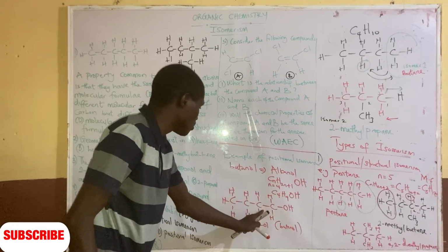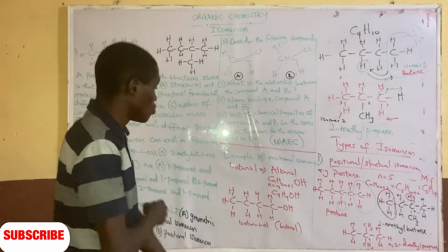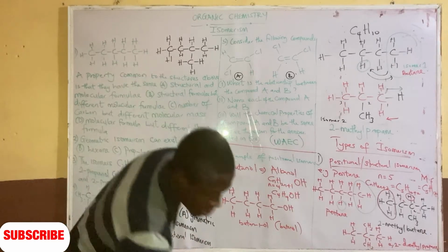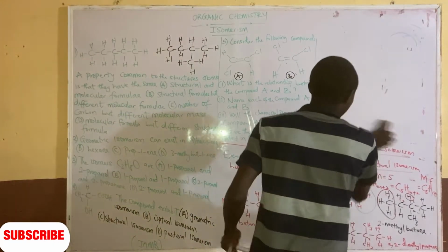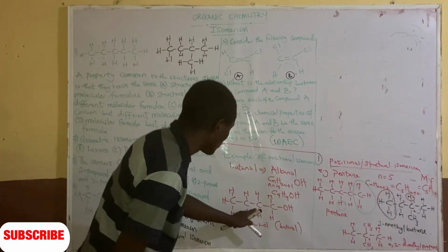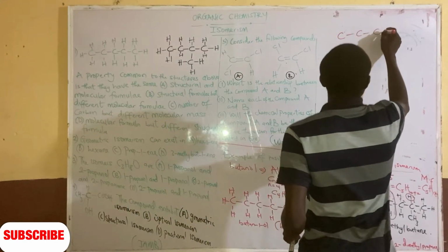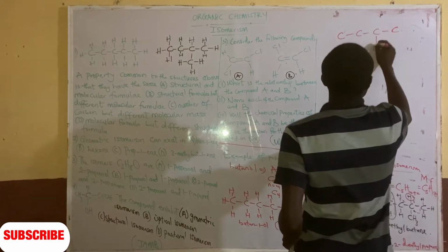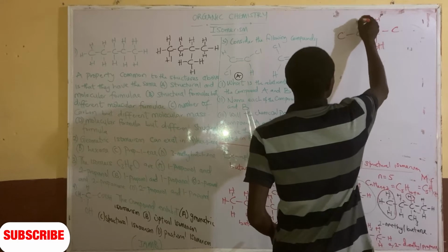Also, I can decide to place the OH on carbon 2, to have butan-2-ol. I place this OH at number 2, and I fill the rest with H.